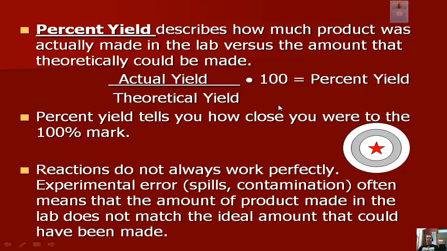Now, you're not always going to have the perfect reaction. Reactions don't always form that perfect reaction. Experimental errors, spills, contamination often mean that the amount of product made in the lab did not match that ideal amount that could have been made. Most of the time you're going to be under 100% because there is human error, misreading, parallax, things like that, that end up occurring. Unwanted chemical reactions because of contamination or stuff like that in your beakers.